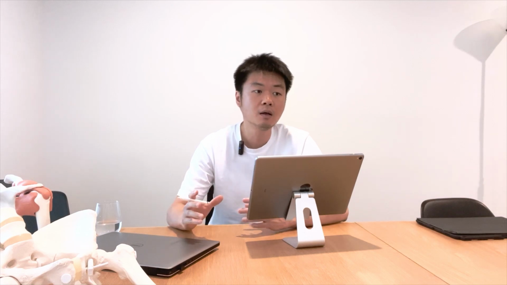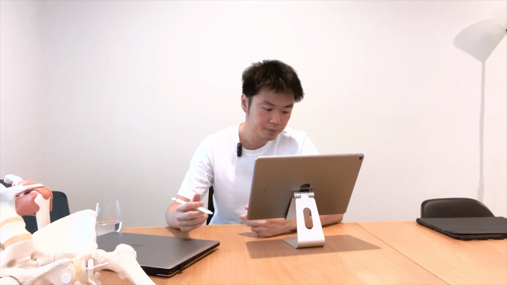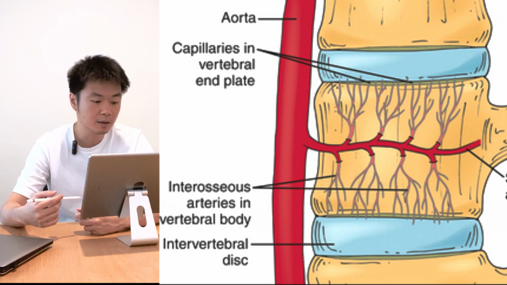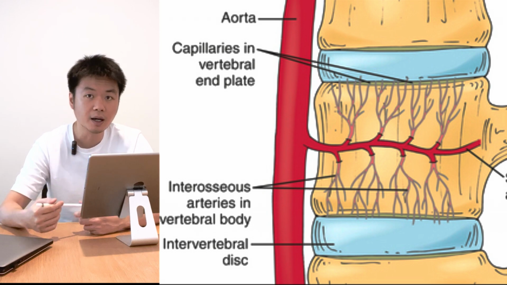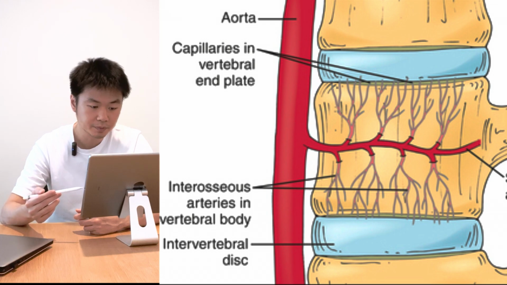So to talk about low back pain, I'd like to provide you all an understanding of the spine, and how degeneration and old age can degenerate the spine. Okay. So if we first look at this picture, we can see that there are blood vessels, there are arteries that supply your vertebral body.